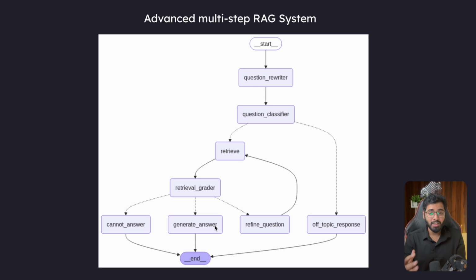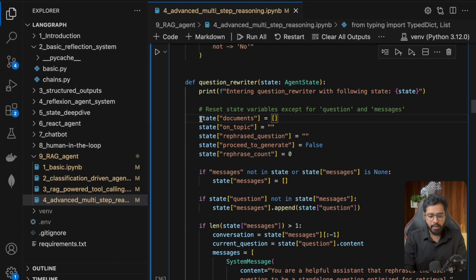We are going to be using a checkpointer as well, so it's going to remember what happened, but still it's going to start from start to end. So if there's a second question, we want to reset all these different things. We want to start the graph fresh, with the memory and the conversation history of course, but the rest of it we want to start from scratch. That is why we set all the state variables except for question and messages. Messages we don't want to remove, because we want the messages to continue forward.